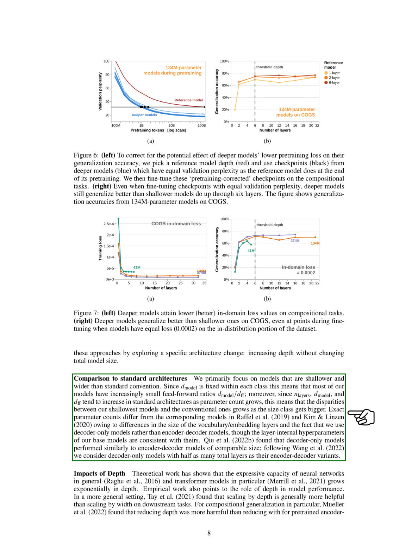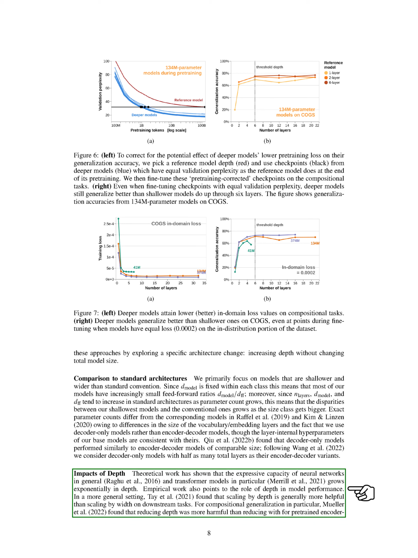The exact number of parameters in our models may differ from others due to variations in the size of the vocabulary, embedding layers, and because we use decoder-only models rather than encoder-decoder models. However, the internal parameters of our base models are consistent with theirs.